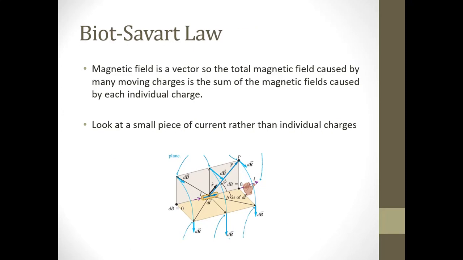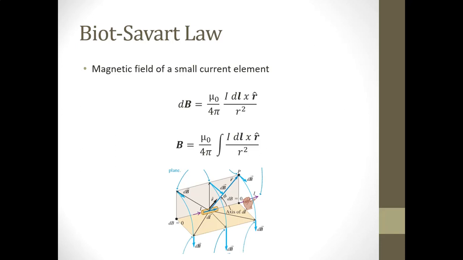Now, instead of dealing with a single charged particle, what if we're dealing with a wire that has current in it? So looking at the magnetic field created by many moving charged particles. If we have a wire and we put current through it, really that's what's happening. So we're going to look at a small piece of current rather than individual charges within the wire. Think of this as looking at chunk dl of the wire, and I'm trying to find the magnetic field caused by that chunk.